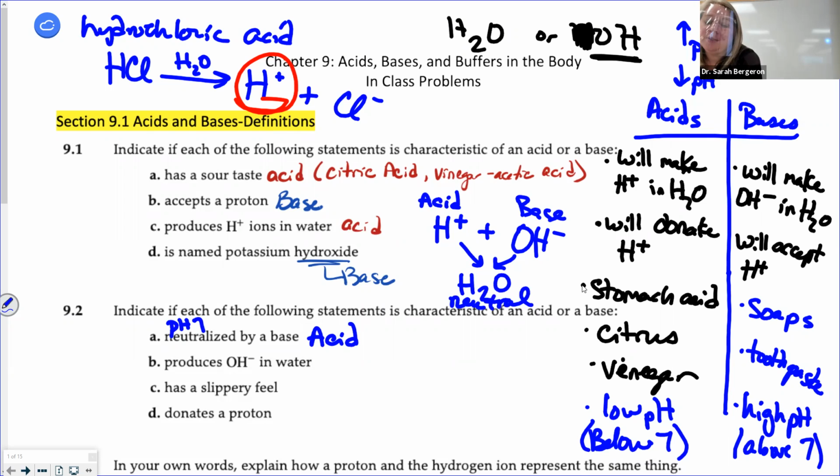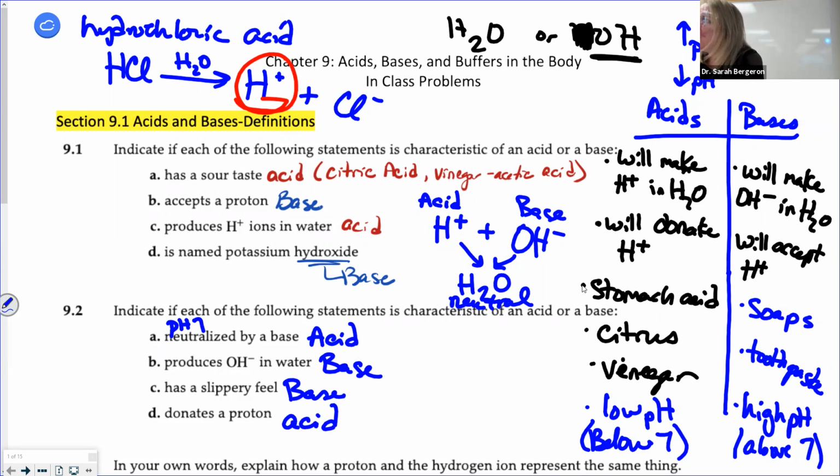Okay. Produces OH- in water. That's a base. Has a slippery feel. That's a base. Donates a proton. How do you know that?